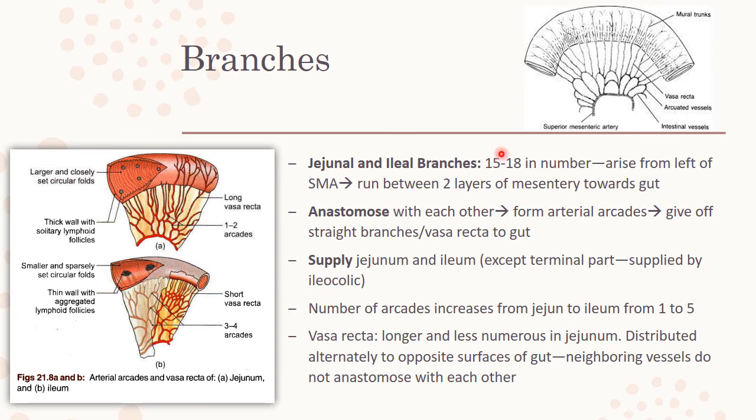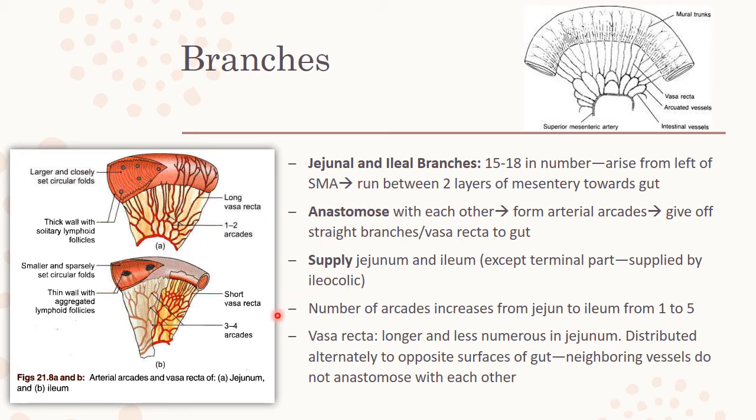And finally, we have the jejunal and the ileal branches which are arising from the left side of the superior mesenteric artery. These are 15 to 18 in number, and they run between the two layers of the mesentery towards the gut to supply the jejunum and the ileum. These branches anastomose with each other and they form arterial arcades. These arterial arcades will then give off straight branches, which are also called vasa recta, and these will supply the intestine. They supply the jejunum and the ileum except for the terminal part of the ileum, which is supplied by the ileocolic artery.